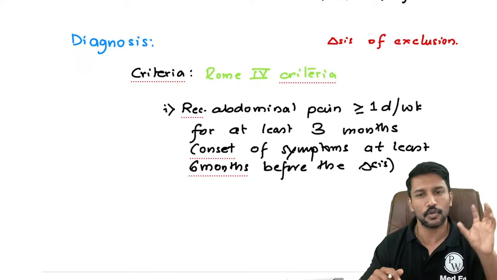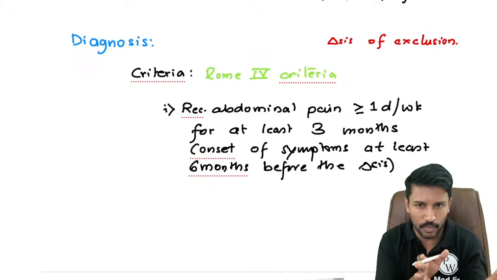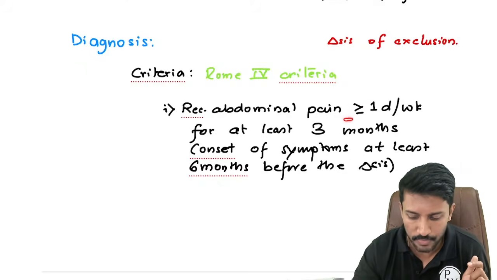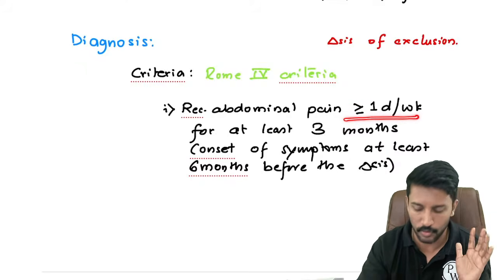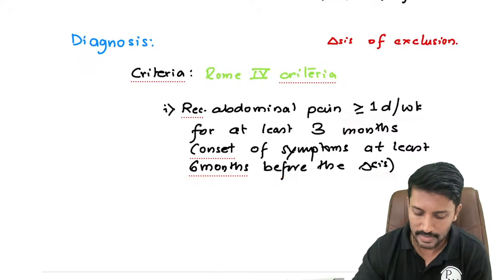I'm not looking at the history of the first 3 months. Right now, I'm only looking at the last 3 months. In the last 3 months, it should be at least 1 day per week. There should be abdominal pain, and the symptoms should have started 6 months ago.